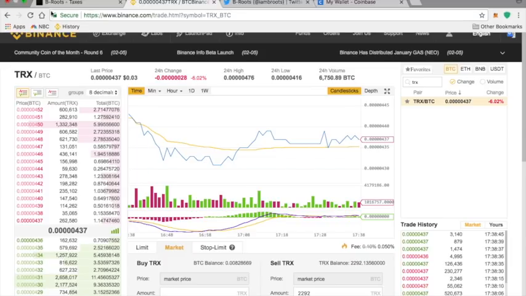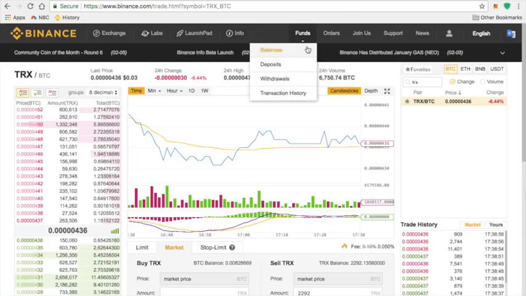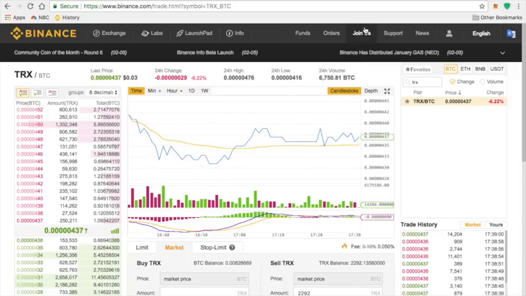Make sure I didn't forget anything. I think that's pretty much basically it. I use the basic. There's an advanced route, I just don't use it. There's no reason to. Everything's in your basic. Withdrawals, I went over that, deposit, transaction history, orders.